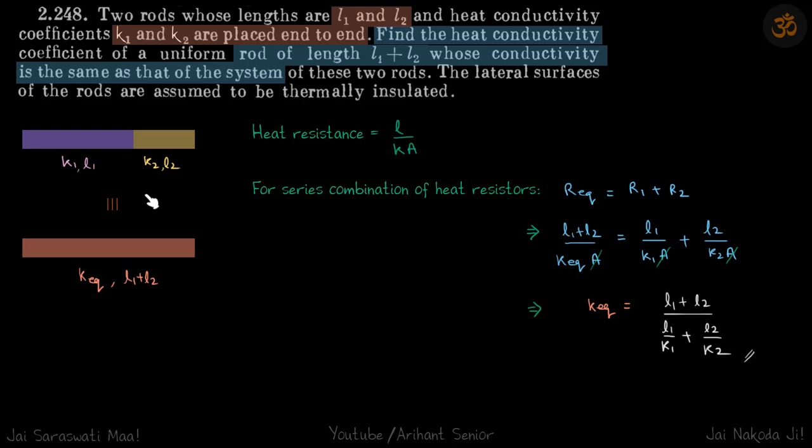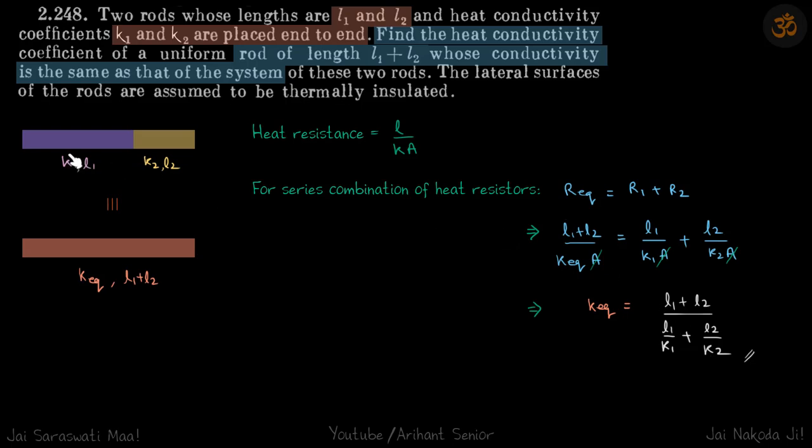So R1 will be L1 upon K1 into A, R2 will be L2 upon K2 into A, and R equivalent for this rod will be L1 plus L2 upon K equivalent into A, which gives K equivalent to be L1 plus L2 upon L1 by K1 plus L2 by K2.